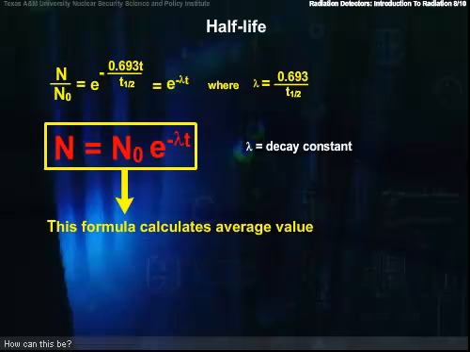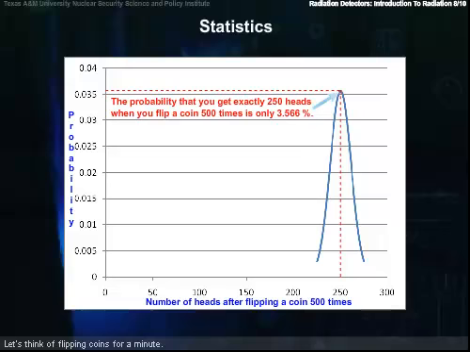How can this be? Let's think of flipping coins for a minute. If you flip a fair coin 500 times, how many heads do you expect? 250, right? The odds that you get exactly 250 heads when you flip a coin 500 times is only 3.566%. To be clear, if you repeated this experiment many times, your average number of heads will get closer and closer to 250. About half the trials higher and about half lower, just as we predicted. It's just that we don't get 250 each time.